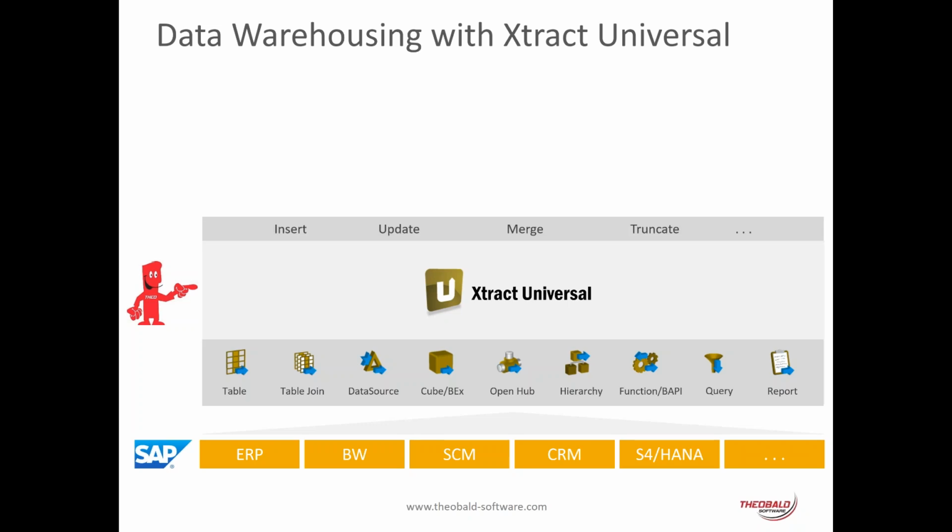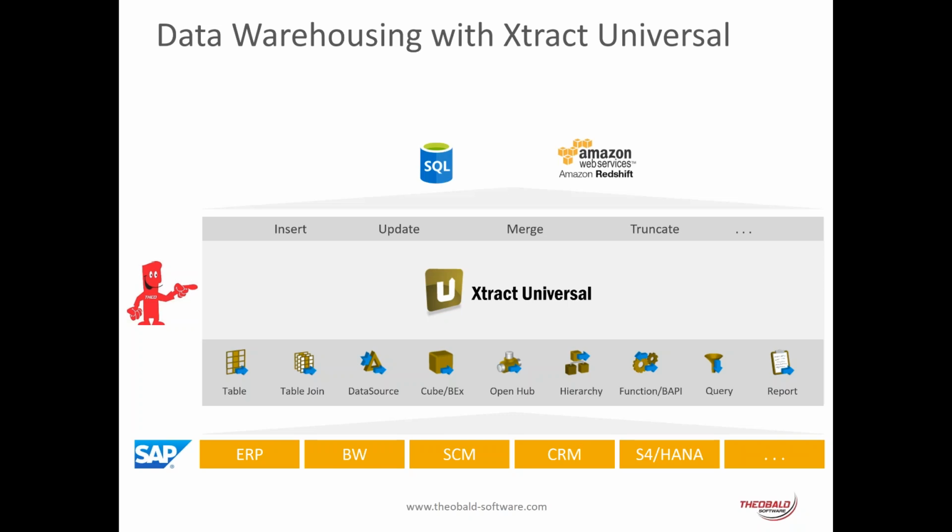Xtract Universal, once the data is extracted from SAP, allows you to control the load behavior into the destination. You can choose to insert the records into a table in the destination. You can also choose to update, basically overwrite existing records, merge records into an existing data set. You can choose to truncate a table and recreate it. So even though Xtract Universal is not a full ETL tool, it certainly gives you control over the load behavior in your target.